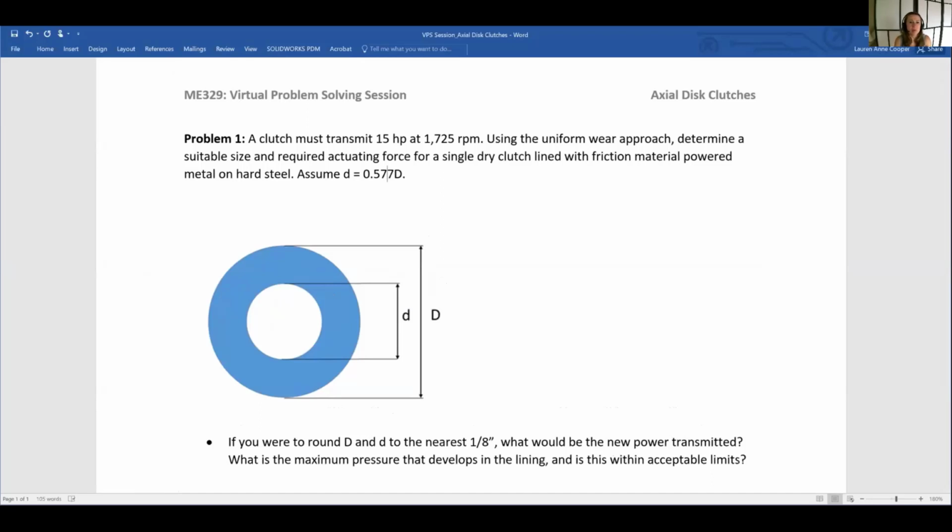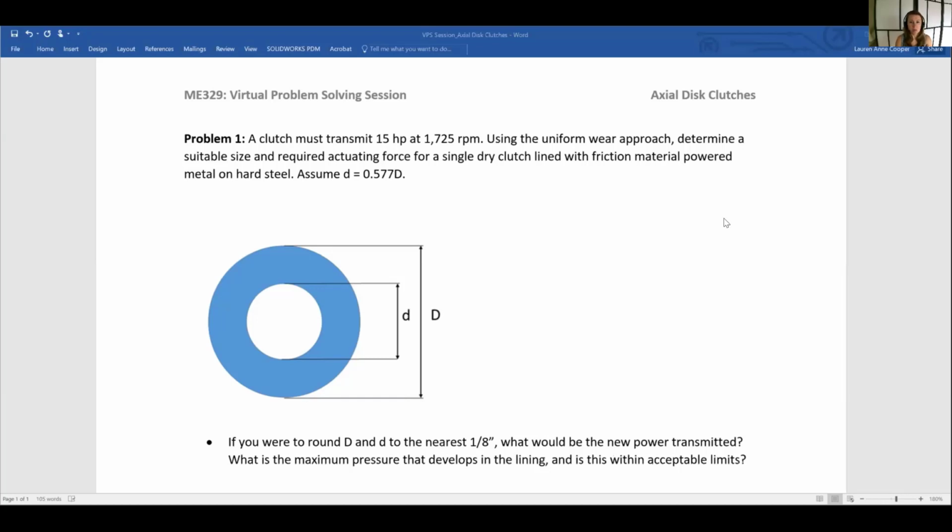In this virtual problem solving session, we're going to look at an axial disc clutch. We're going to look at one problem, but step through several aspects of that problem. So our problem statement: a clutch must transmit 15 horsepower at 1,725 RPM.